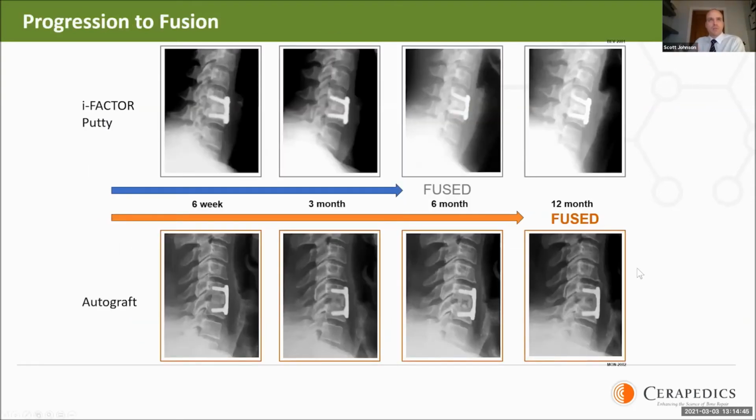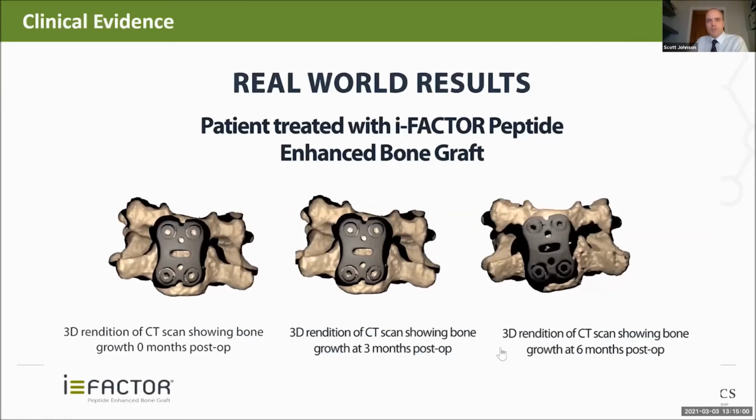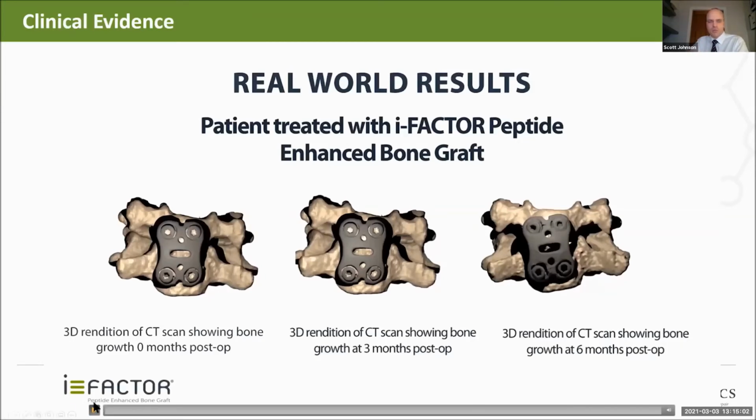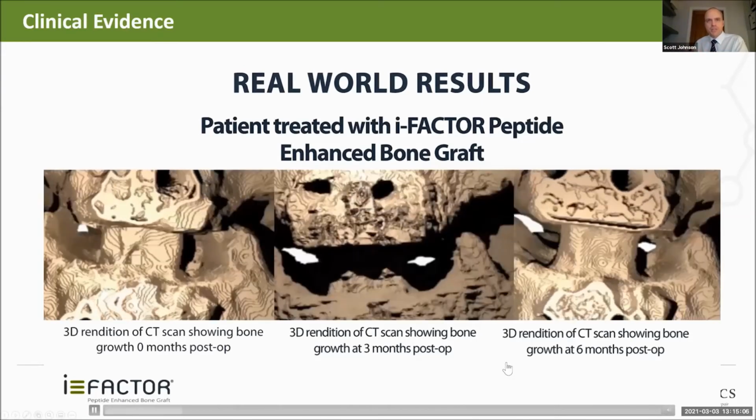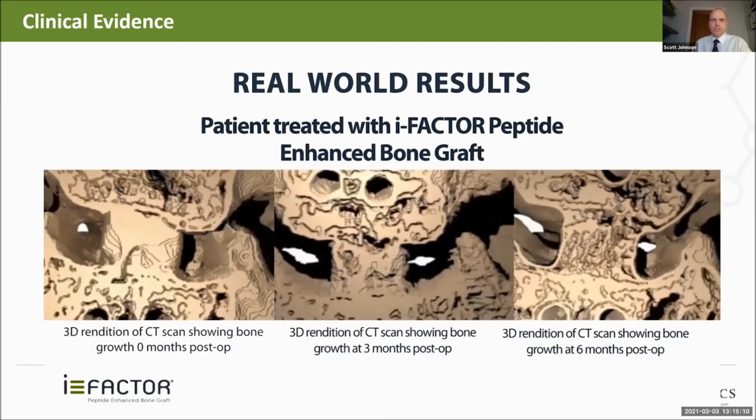So anecdotally, what we observed from the x-rays as well within the study was that iFactor also yielded faster fusion compared to autograft. But we also think that speed of fusion is one element here. We also need to consider the quality of the bone formation. The ideal bone graft material should leave nothing behind but healthy bone at the end of that regeneration process.